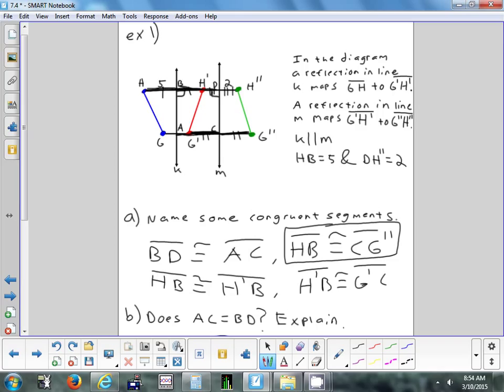So how'd you get 14? We only have a 5 and a 2. Well, HB and H prime B are congruent, so it's 5. B to H is 5. H prime to B is also 5. And H double prime to B is 2, so H prime to D is 2. If this part is 2, then this part is also 2. And if this part is 5, it forces that part to be 5. So we have 5 and 5 is 10, 2 and 2 is 14. And if the top side is 14, so is the bottom.